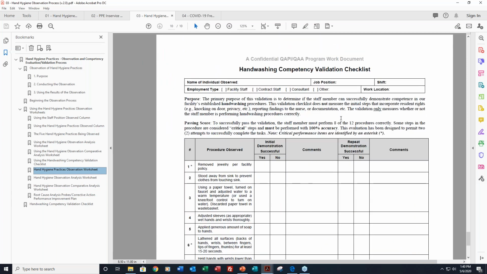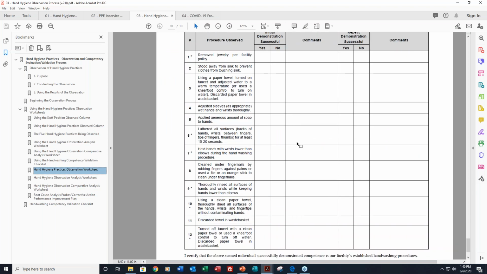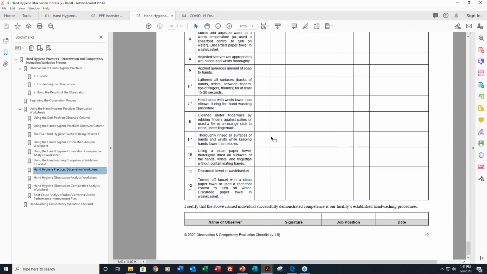It also has the same competency validation checklist as the training program had, in case you may not have access to one document in a PDF form, you would have it in another one if you want. And this document is a standalone document. It's not attached to your training program. The reason for that is it's an observation program.